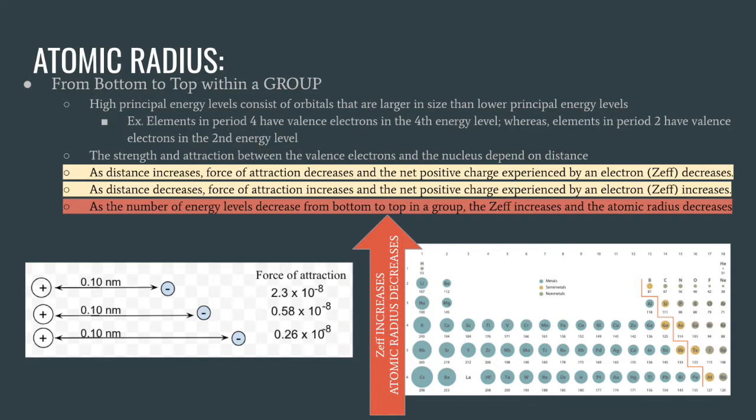However, as we move from bottom to top of the group, those are elements where the valence electrons are not going to be as far away. Therefore, those are going to experience a higher force of attraction, they're going to have a higher ZEFF, and they're going to pull those electrons closer to the nucleus, and therefore, they are going to have a smaller atomic radius. So we can say that as we're going from bottom to top in the group, your ZEFF increases and your atomic radius is going to decrease.